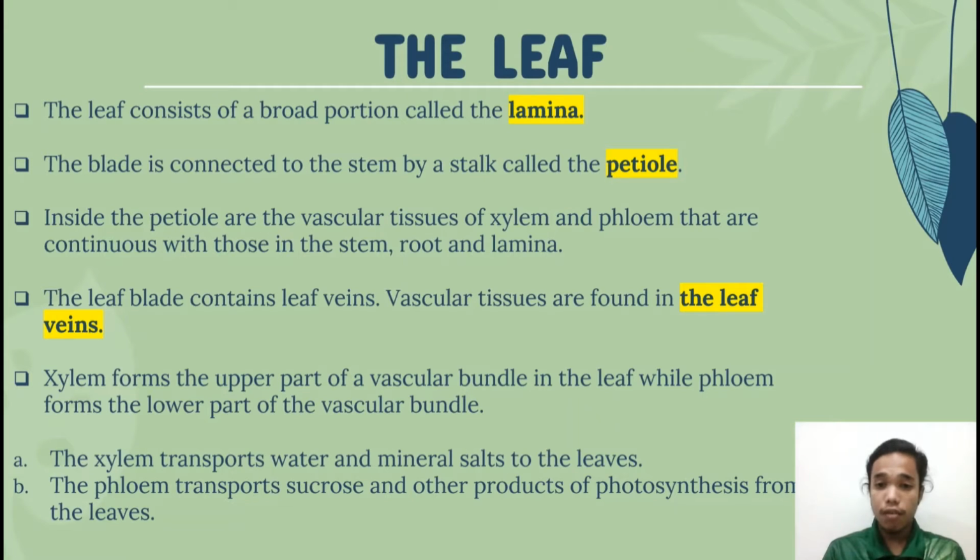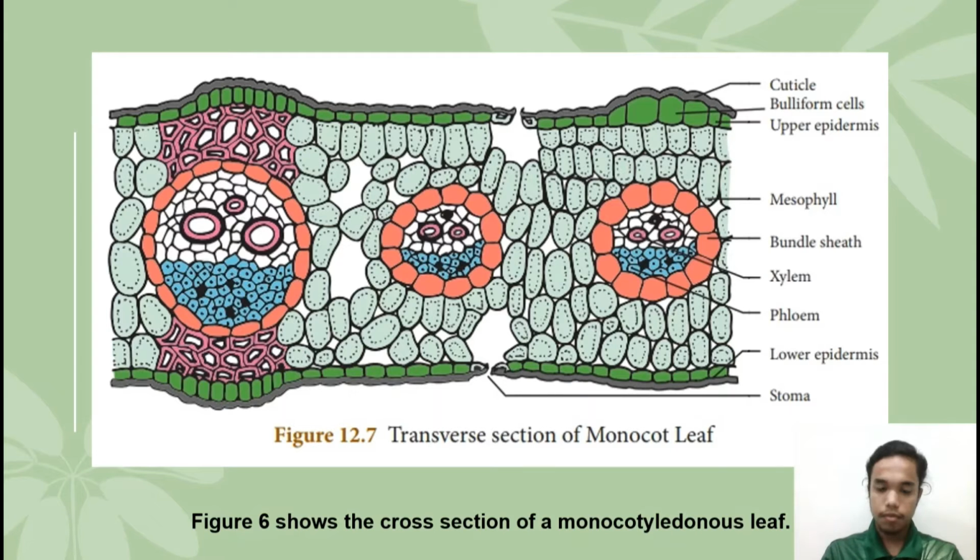Vascular tissues are found in the leaf veins. Xylem forms the upper part of a vascular bundle in the leaf while phloem forms the lower part of the vascular bundle. The xylem transports water and mineral salts to the leaves. The phloem transports sucrose and other products of photosynthesis from the leaves. This is the cross-section of a monocotyledonous leaf.